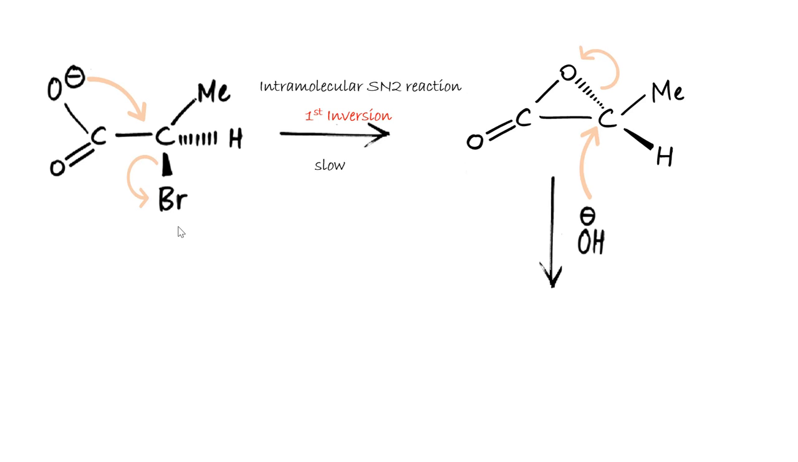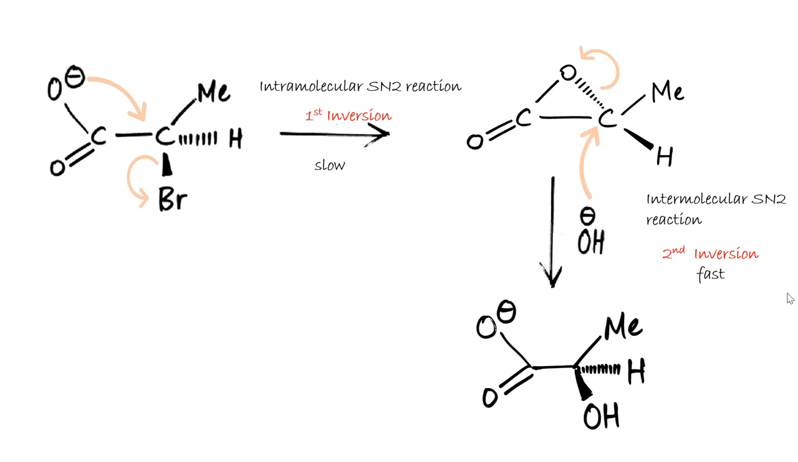So there is a restoration of electrons on oxygen, and you will get the final product with restoration of electrons on this oxygen. So firstly we have R configuration. After the first inversion, the first intramolecular SN2 reaction, you will get an S configuration, and after the second inversion, the intermolecular SN2 reaction, you again get restoration of R configuration.